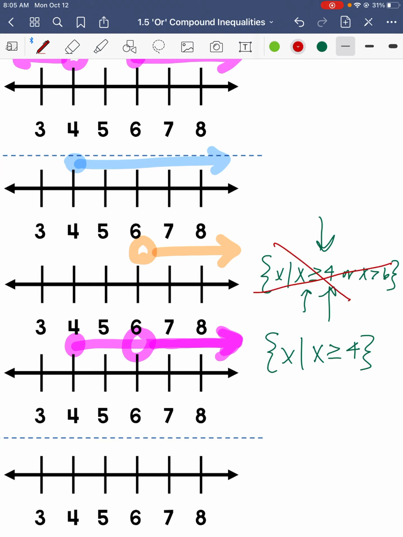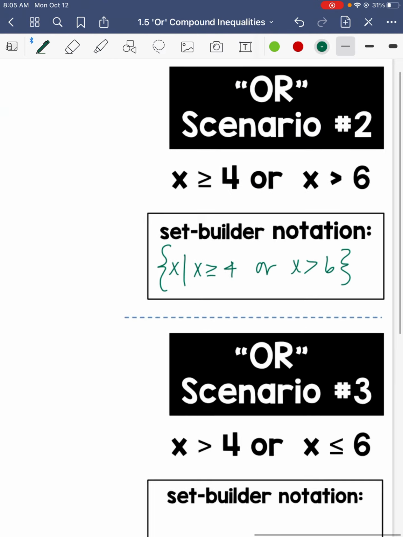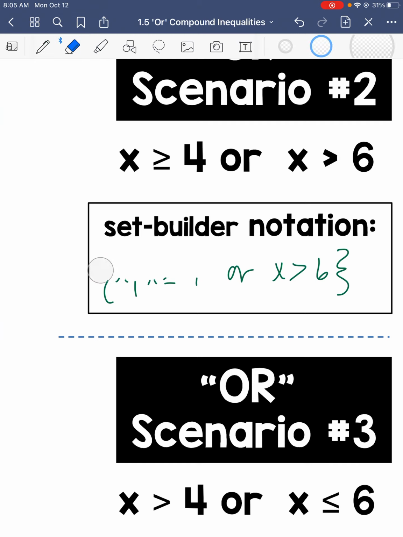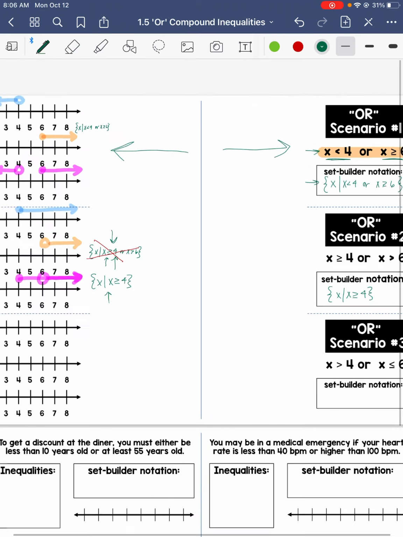We're just going to write how it includes everything, and you can see that from the graph over here. So let's go back over here to our set builder notation for this one, and let's rewrite it. X such that x is greater than or equal to 4. All right, let's look at our scenario number 3, okay, where x is greater than 4 or x is less than or equal to 6.